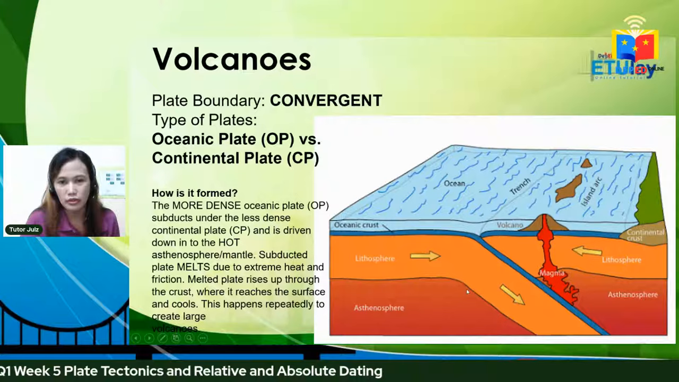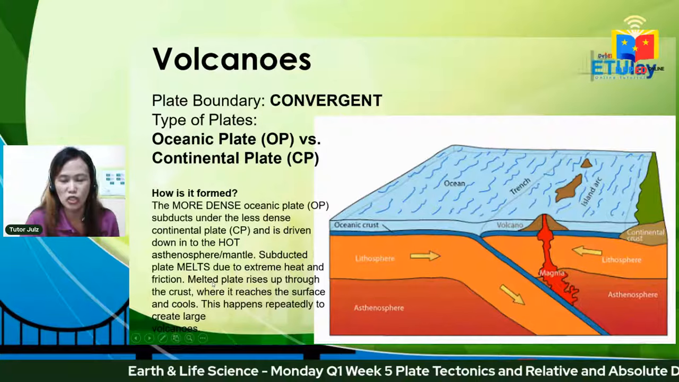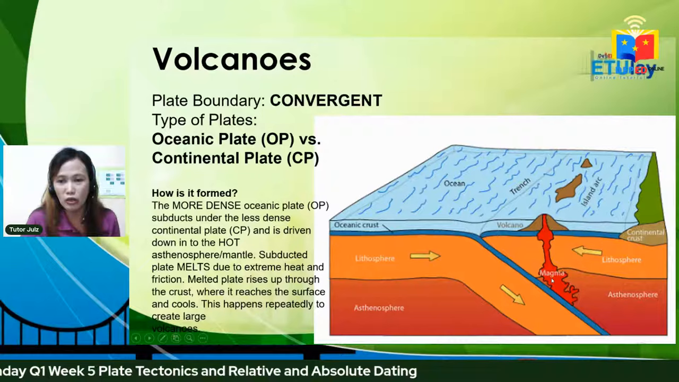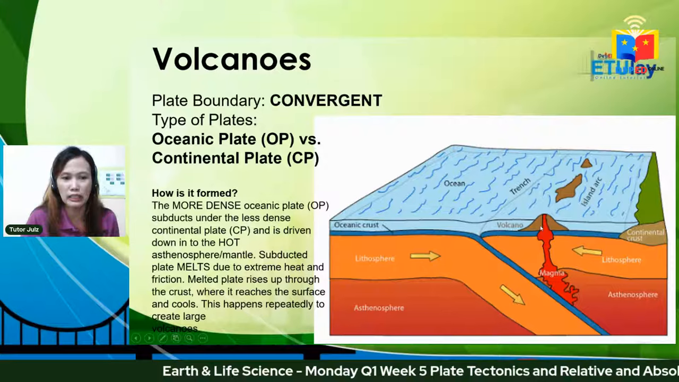And then the subducted plate melts. There is a formation of partial melting here, because of the extreme heat and friction in that part. And there is a formation of magma. And then this magma rises up through the crust, where it reaches the surface and cools. This happened repeatedly to create a large volcano. So that is how volcanoes form.